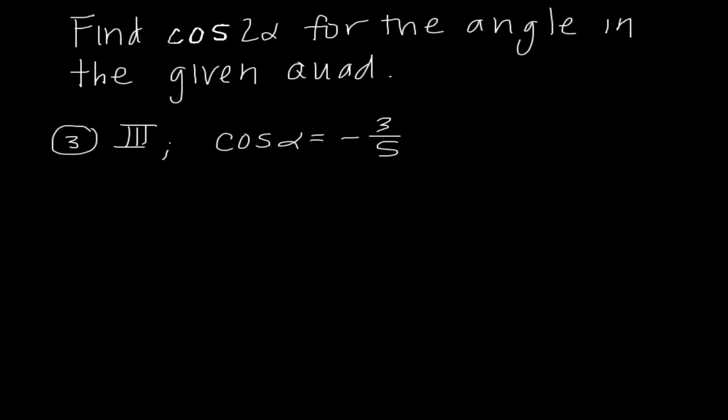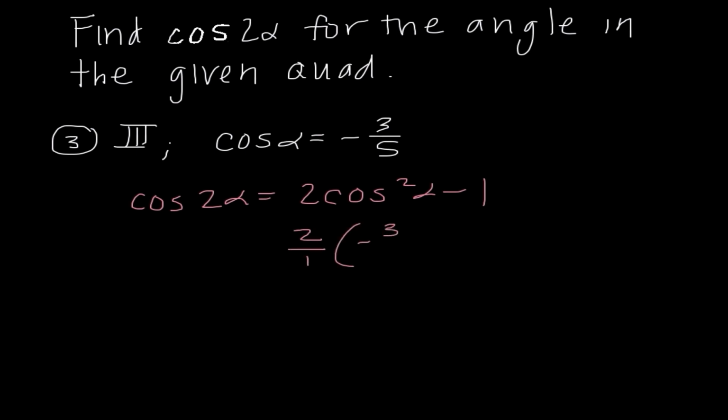Okay, example number 3. This time it is telling me to find cosine of the double angle. So it says it's in quadrant 3 and cosine of alpha is negative 3/5. Now, I'm actually going to go through this 3 different ways. And the reason why I'm going to do it 3 different ways is because we have 3 different cosine formulas. And this is the beauty of having those formulas. I know one of them is cosine of the double angle is 2 cosine squared minus 1. The reason why this can be helpful is because I already know the cosine value. I don't need to do any extra work here. So I can just say this is like 2 over 1 times negative 3/5 squared minus 1.